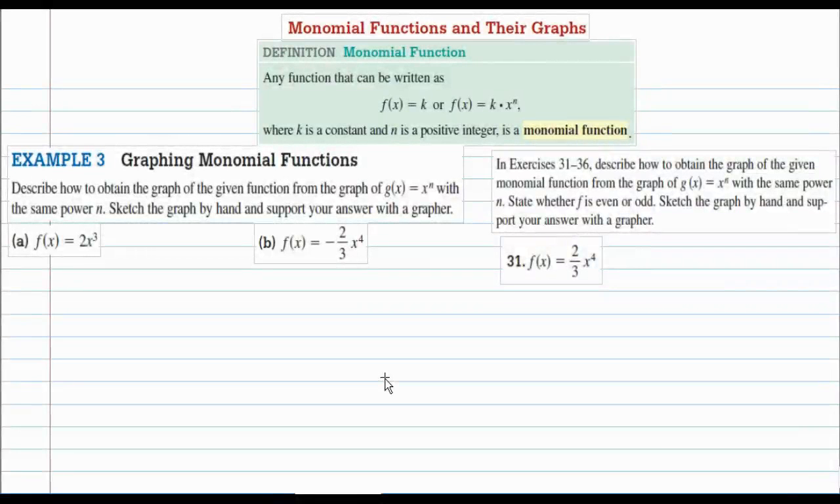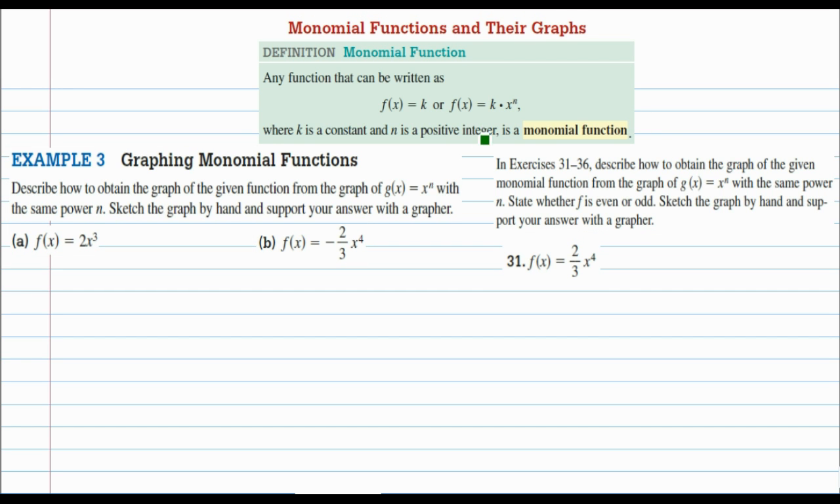This is the screencast for section 2.2, example 3. In examples 1 and 2, we learned about power functions. Now we're going to learn about monomial functions. They look the same, except the k value is a constant. It can be anything. The exponent has to be a positive integer.